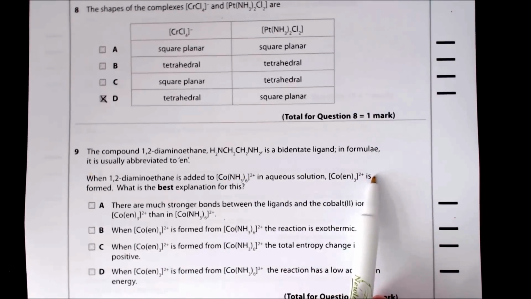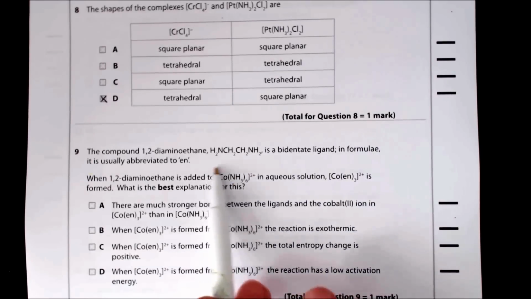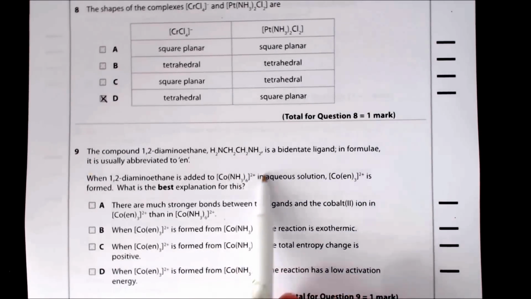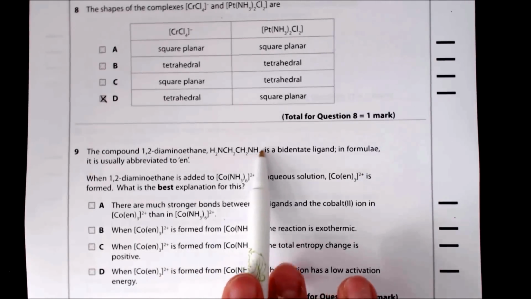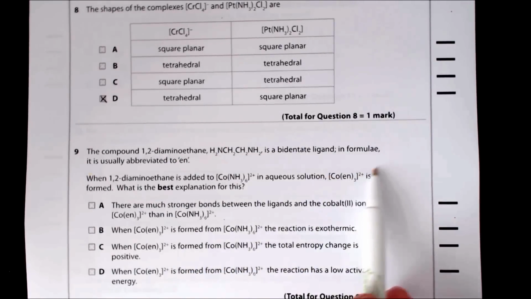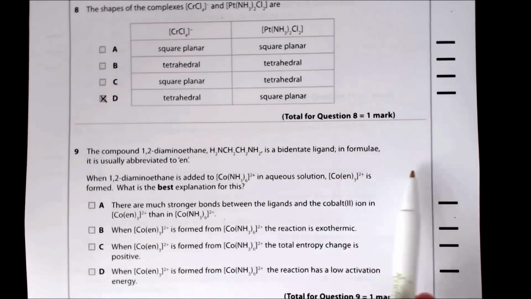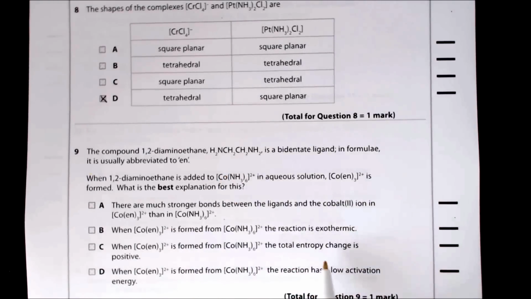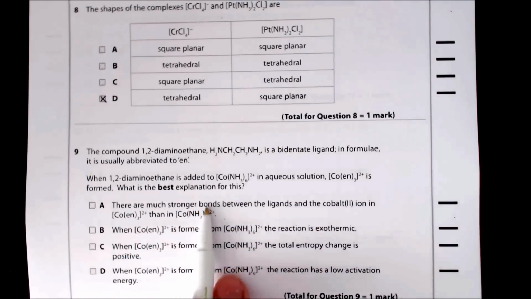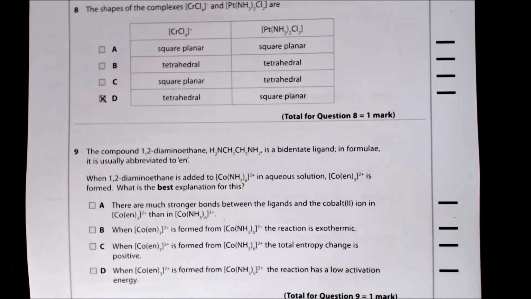favourable entropic process, because we're going from something that has one molecule here with your 1,2-diaminoethanes to this and 6 ammonias. So this one's got 7 in total, as opposed to this one, which you'd only have 4. So that's a positive entropy change, and that's always the case for these. So you can see here the answer is going to be this one, which is going to be C.